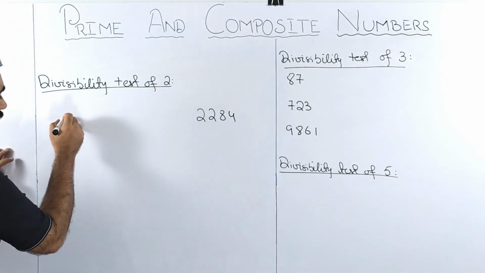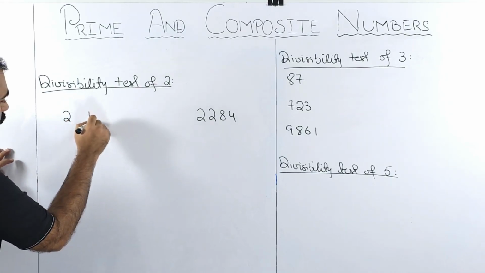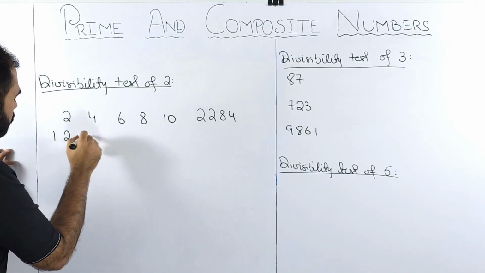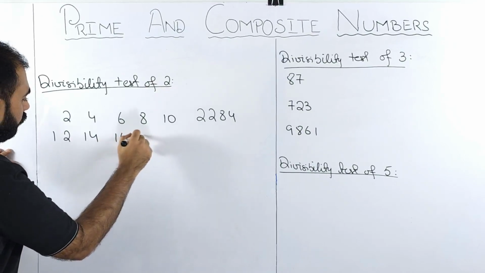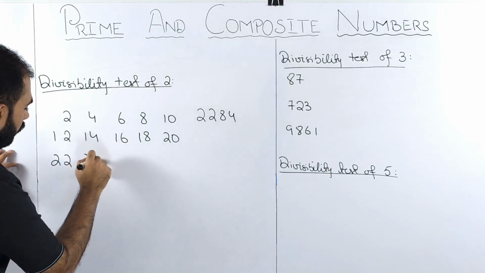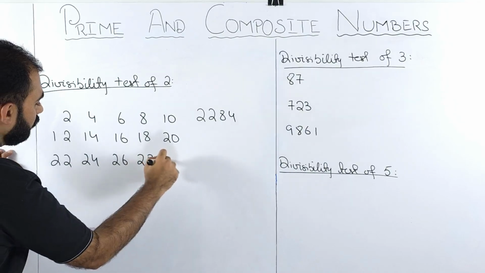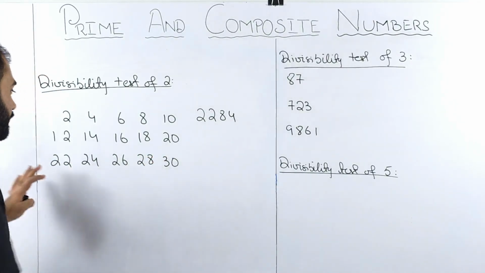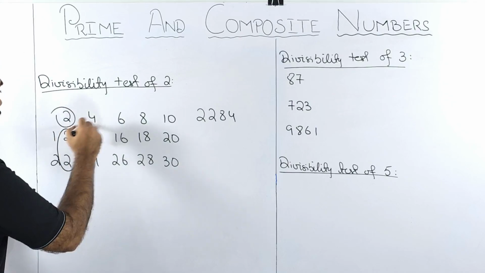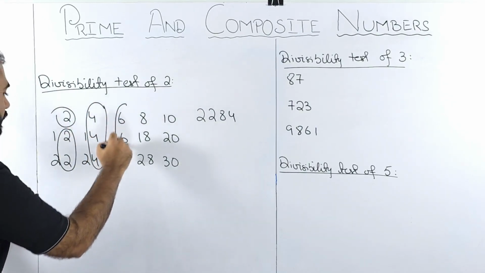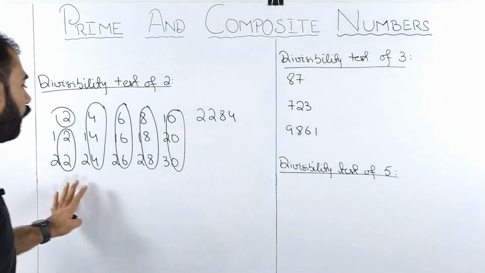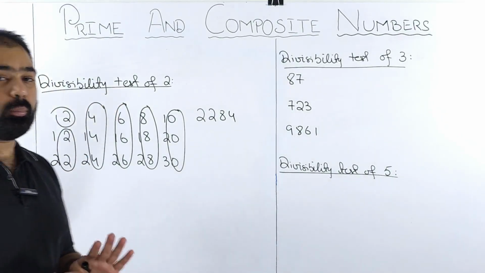How does that work? Read the table of 2. 2 ones are 2, 2 twos are 4, 2 threes are 6, 2 fours are 8, 2 fives are 10, 2 sixes are 12, 2 sevens are 14, 2 eights are 16, 2 nines are 18, and 2 tens are 20. And the list goes on. 24, 26, 28, 30. So, except for 2, all the other numbers which have 2, 4, 6, 8 or 0 in the end are completely divisible by 2.